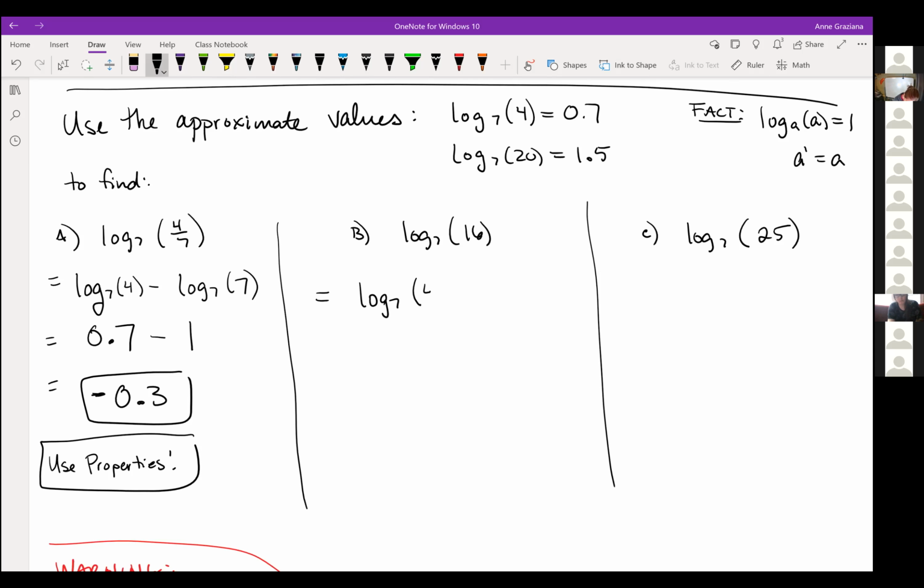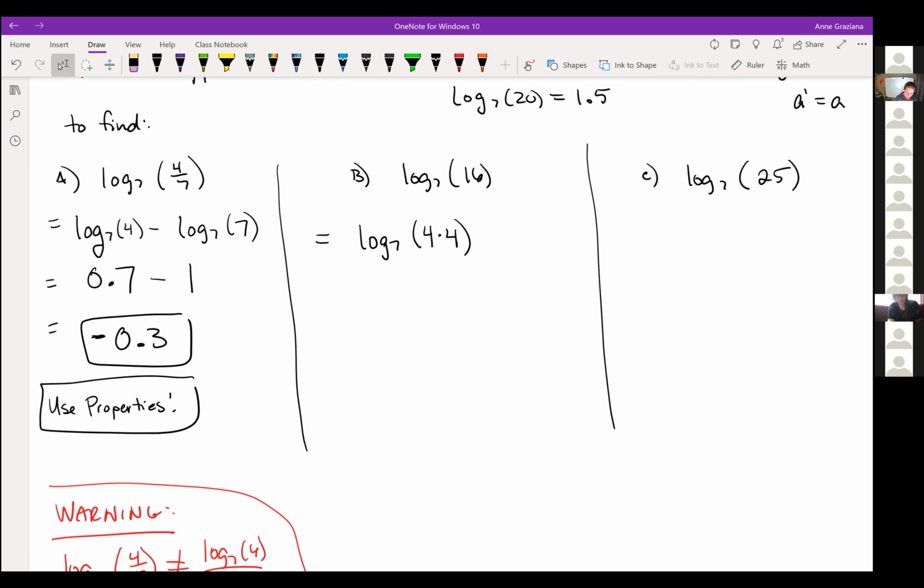Sure. Now you can write this one of 2 ways. We could do 4 times 4. In fact, let's do that first. This is going to be log base 7 of 4 plus log base 7 of 4, which is 0.7 plus 0.7, which is 1.4.